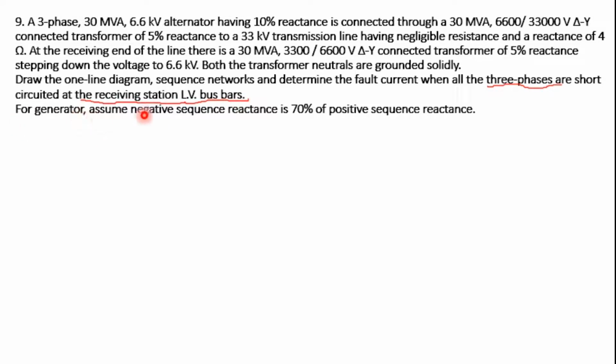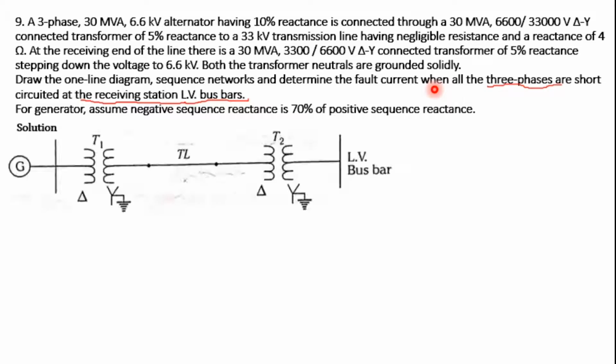For the generator, assume the negative sequence reactance is equal to 70% of the positive sequence reactance. Based on this, we can write the single line diagram: the generator, transformer T1, transmission line, transformer T2 and the bus bar. So first we need to consider the base values.